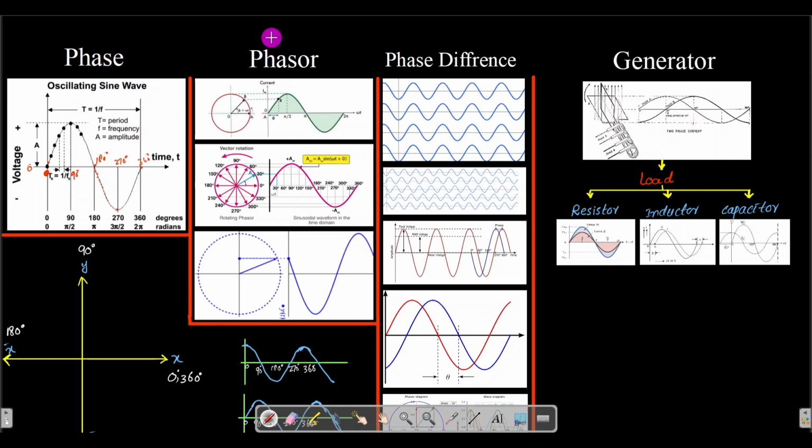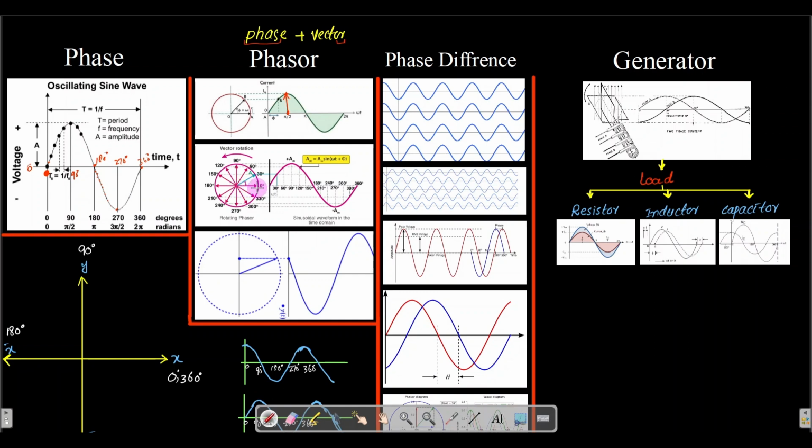Okay, a phasor is actually the combination of phase and vector. If we put the vector concept in the phase, we call that a phasor. So here it will consist of the vector. Here we have that same vector. This vector has a magnitude equal to the maximum amplitude of the wave. Okay, so this is that vector.